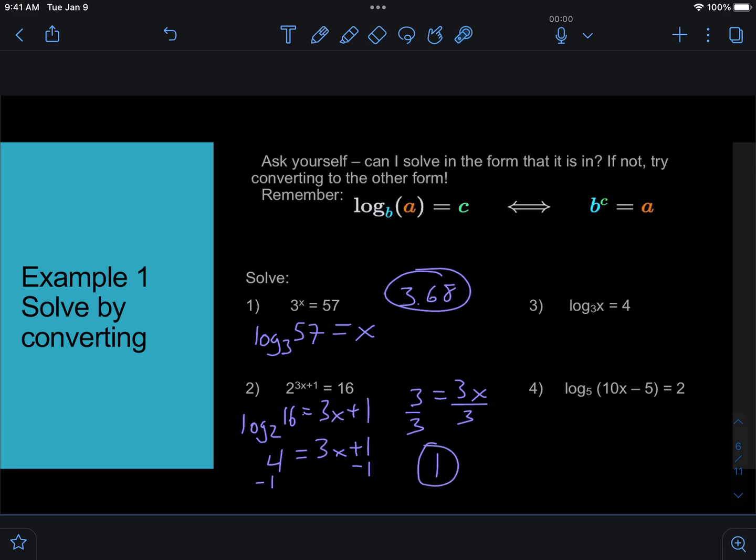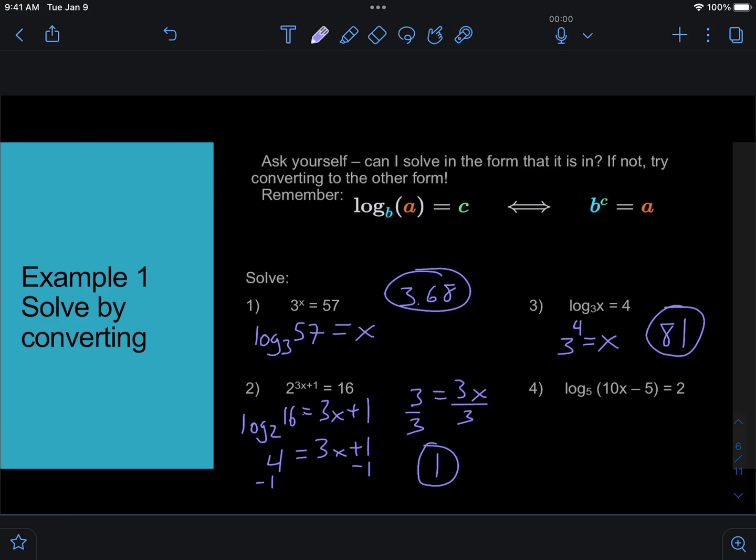All right, our next one's log base 3 of x is equal to 4. Something like this, we could convert it into its exponent form to solve. So if we switch that around, this now becomes 3 to the 4th equals x. And 3 to the 4th, either plug it into your calculator, or maybe you can figure this one out without your calculator, it's equal to 81.